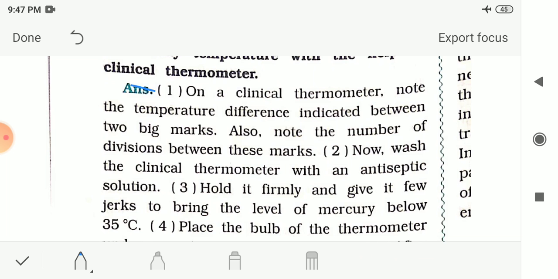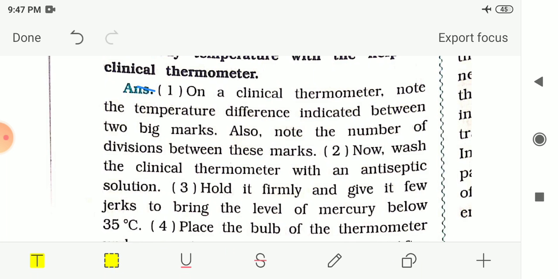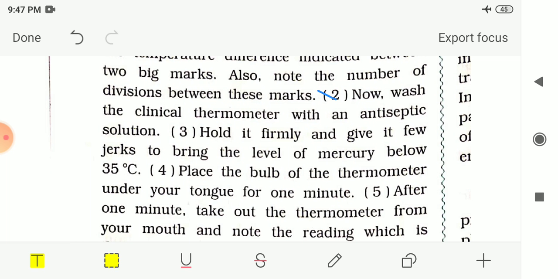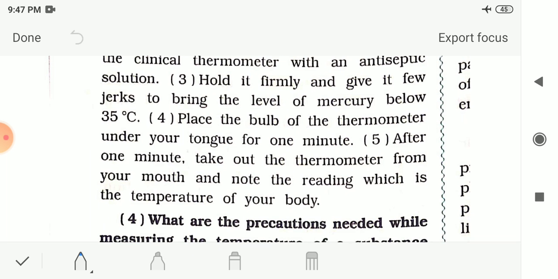We have to measure the temperature difference between two big marks, and then count the number of small divisions between these two marks. Then, now wash the clinical thermometer with an antiseptic solution, as we have seen. The next is, hold it firmly and give it a few jerks to bring the level of mercury below 35 degrees Celsius. Then, place the bulb of the thermometer under your tongue for 1 minute.